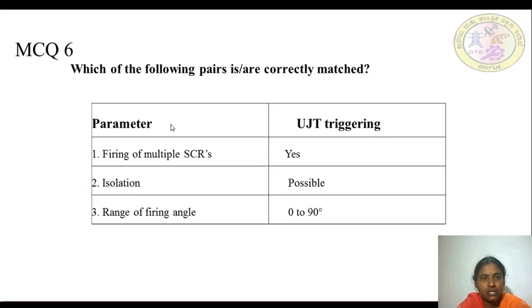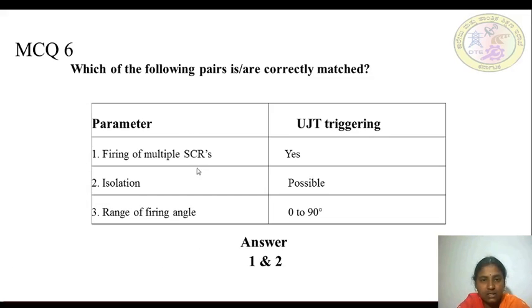Next, the question is, which of the following pairs are correctly matched? Here 3 parameters are given for UJT triggering methods. First, firing of multiple SCRs: in UJT triggering it is possible, yes. Second, isolation: possible. Third, range of firing angle: 0 to 90 degrees. What is the answer for this?